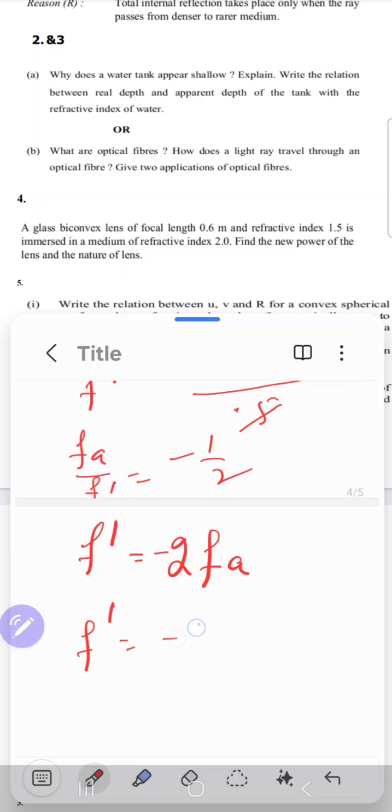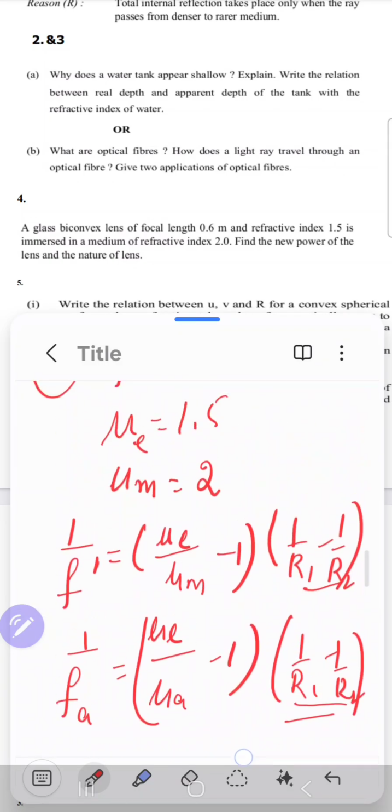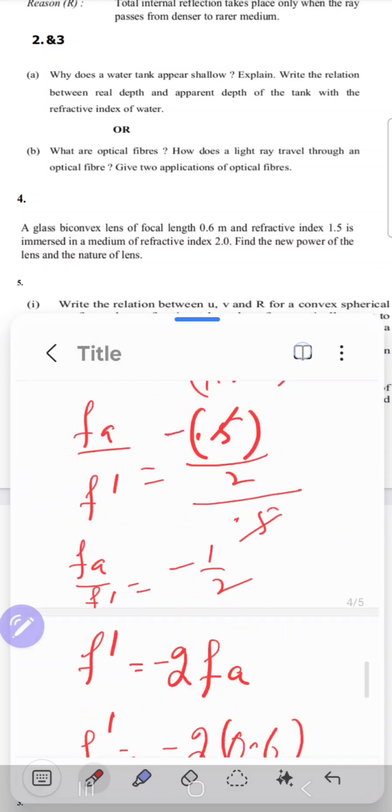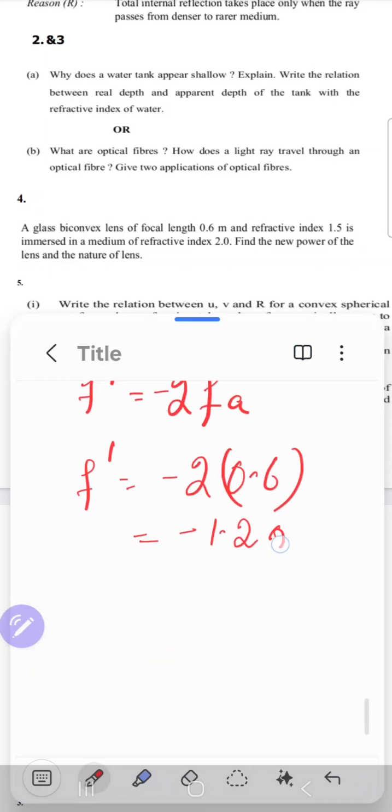So F dash is minus 2, FA is 0.6. So this would become minus 1.2. It was in meter. So this has become 1.2 meter.